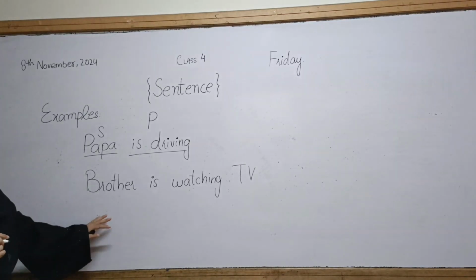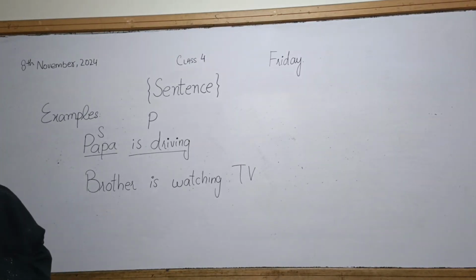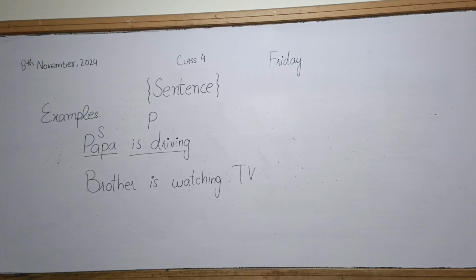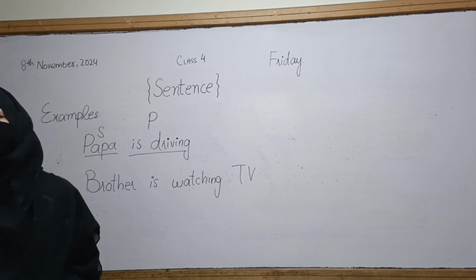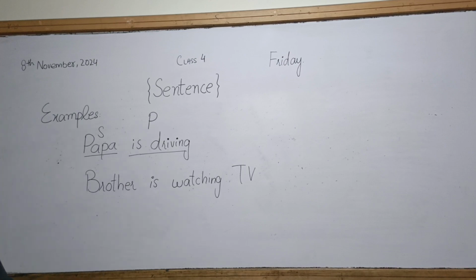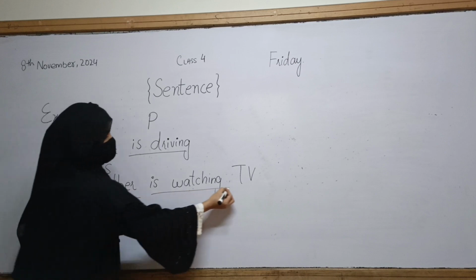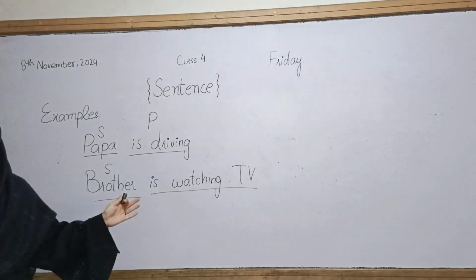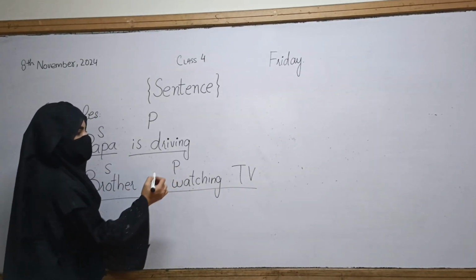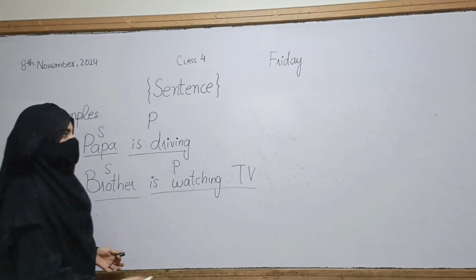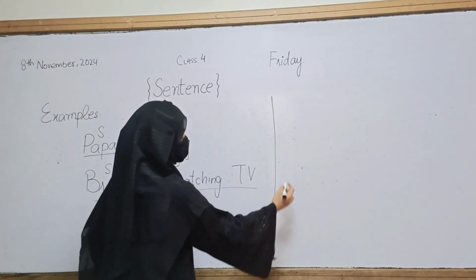So you can see it is giving you a complete meaning. Bhai TV dekh raha hai. It's giving a complete meaning, no? So brother here is the subject and "is watching TV" is what it is? It's a predicate. Yes, very nice of you. Very well done. Let's highlight. Brother is the subject. Is watching TV is the predicate. Okay, it's clear. Let's do something else.